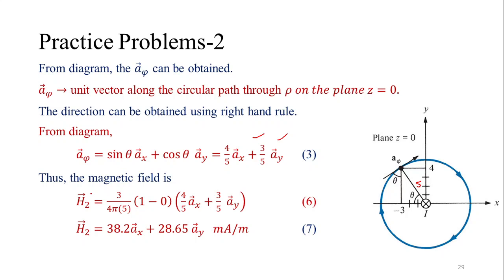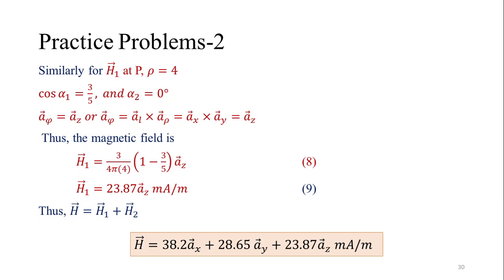Now H2 is 3 by 4 pi into rho, that is 5, into 1 minus 0, into the vector 4 by 5 ax plus 3 by 5 ay. If you solve this, you will get H2 is 38.2 ax plus 28.65 ay milliamperes per meter.